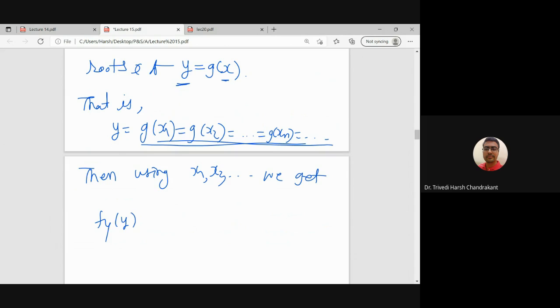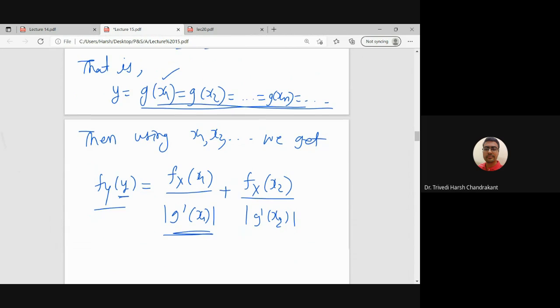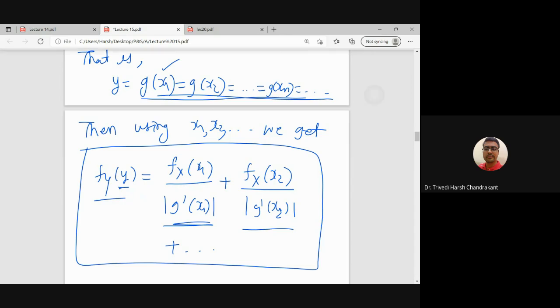Then using all these roots x1, x2, and so on, we get f_Y(y), that is essentially the PMF of the random variable Y, which is exactly f_X at the first root x1, divided by the modulus of the derivative of the g function at x1. This is the first term. Similarly, if there are two roots corresponding to y, then we get f_X(x2) divided by |g'(x2)|. If only one root is there, then only one term will be there. This formula goes onwards depending on how many roots there are corresponding to each y, and that depends on what g is.